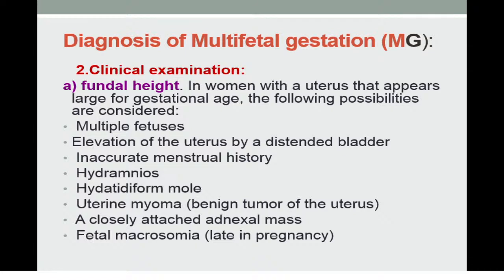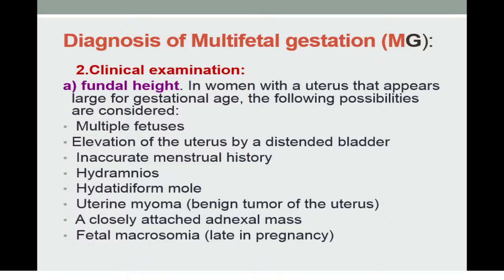Next is clinical examination. First of all, we are paying attention to the uterus size or symphysis height in women with a uterus that appears larger for gestational age. The following possibilities are considered. First, multiple fetuses, elevation of the uterus by a distended bladder.